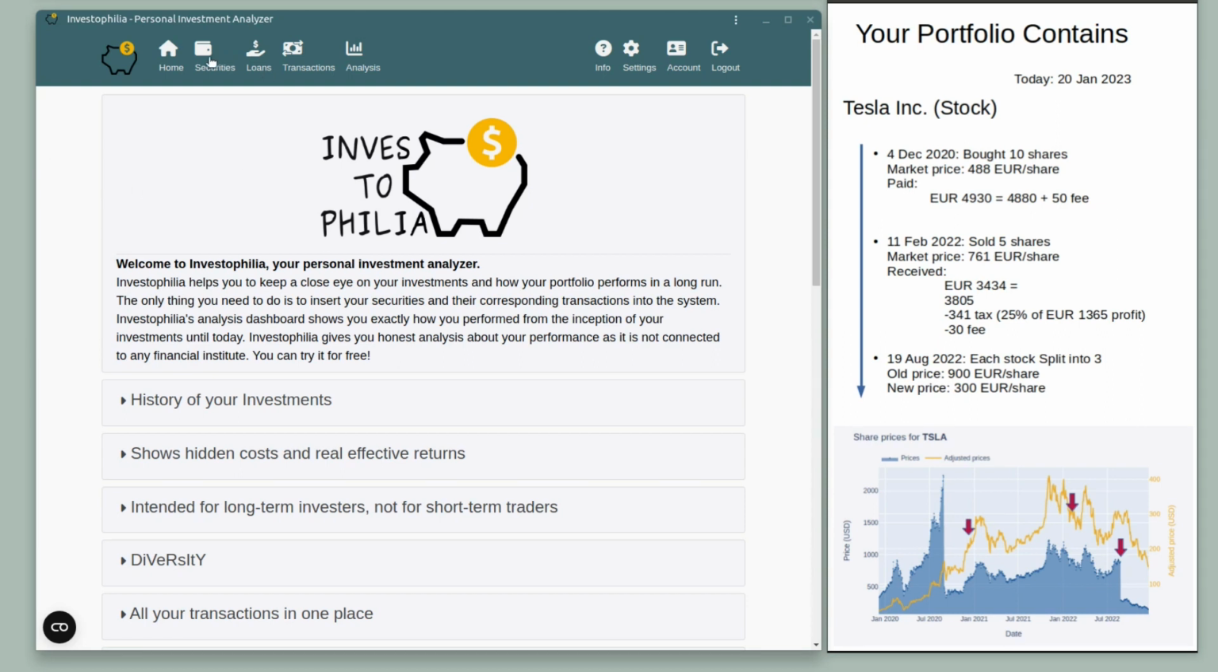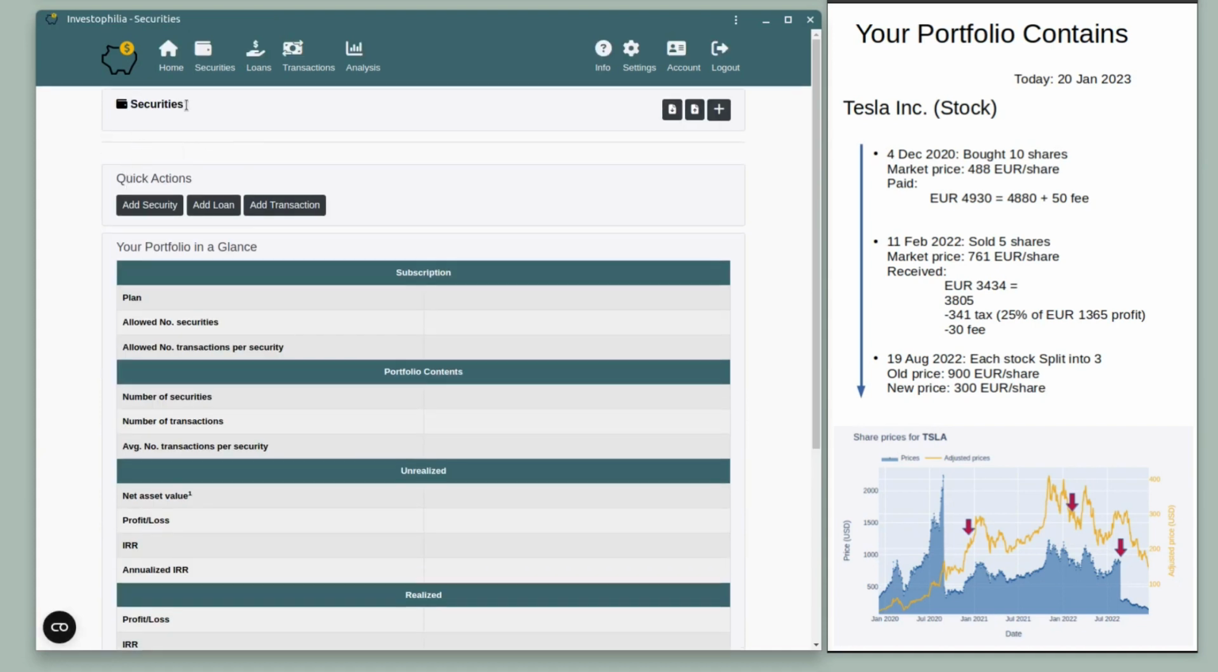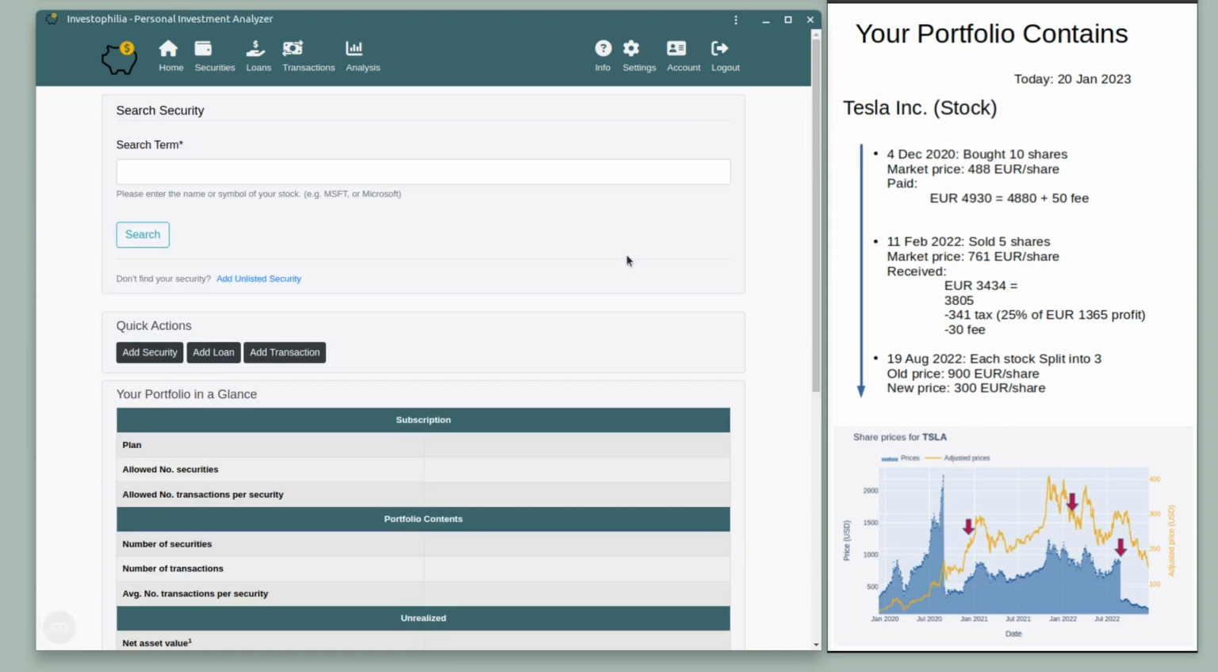Good. I go to the Securities tab, and as expected, it is empty because my portfolio is yet empty. Then I click on this plus icon, which is Add Security, and what I need to do is to search for a stock. In this case, I want to search for Tesla Incorporation. It's better to give a single name. So I won't write Tesla Incorporation, just Tesla.